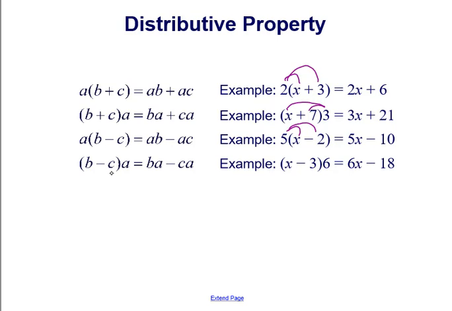And then lastly, we could also have subtraction and the number on the right side of the parentheses, where we have the quantity of b minus c times a is equal to ba minus ca. So our example is we have the quantity of x minus 3 times 6. So we're still distributing that 6 to everything on the inside. So 6 times x and 6 times negative 3 gives us 6x minus 18.